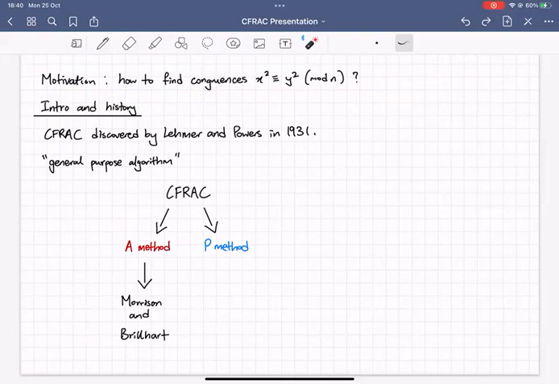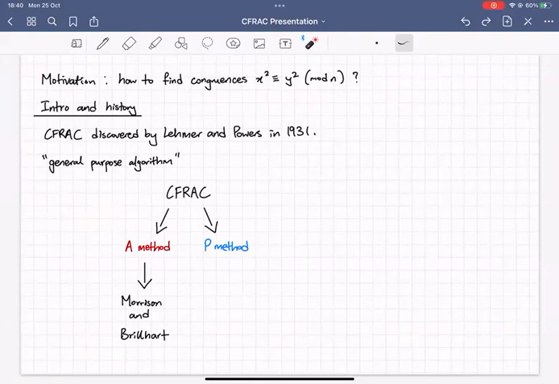So a little bit of intro and history. It was discovered by the mathematicians Lehmer and Powers in 1931, and it has been described as a general purpose algorithm. That just means it's suitable for factoring any integer n, and it's independent of the number's properties.